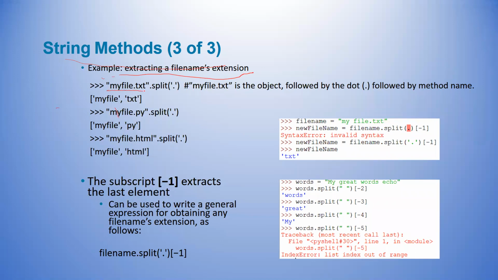So my file.text, this is a string literal, an object, right? Dot split. Here, this split method has an argument, which is the dot, right? So my file is the object, followed by the dot, followed by the method name. And the method here, instead of an empty space, gives you the dot. That means that's the splitter. And now that is the 2 elements.